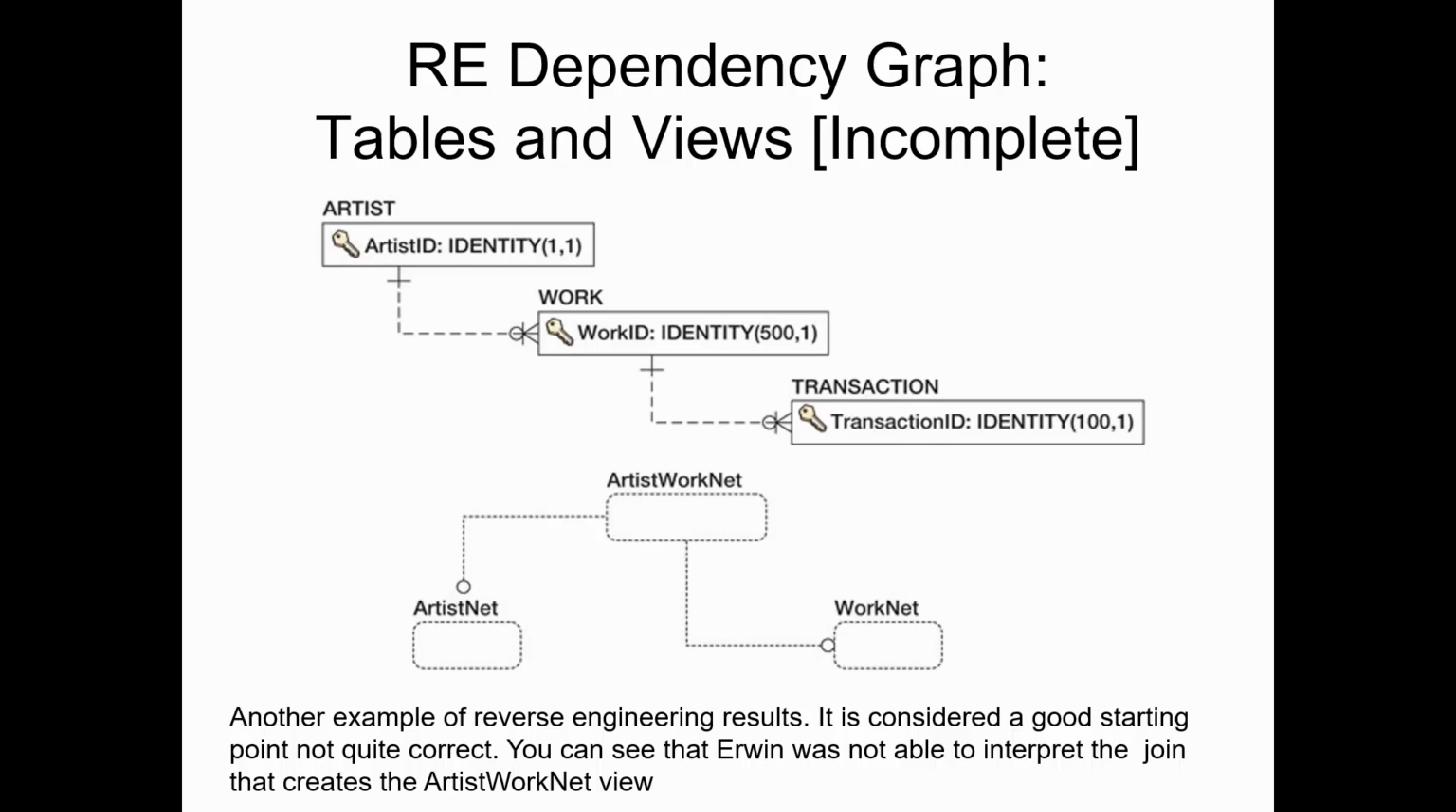This dependency graph shows another example of reverse engineering results. It is considered a good starting point, although it's not quite correct. You can see that the dependency graph was not able to interpret the join that creates the artist work net view. This view was not interpreted or translated in a good way, so we don't know what this means.